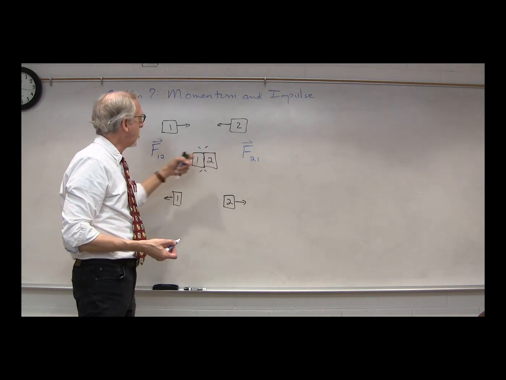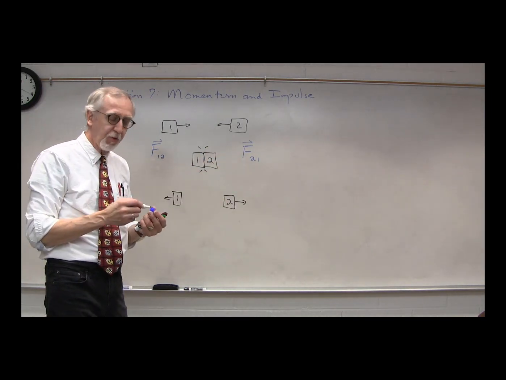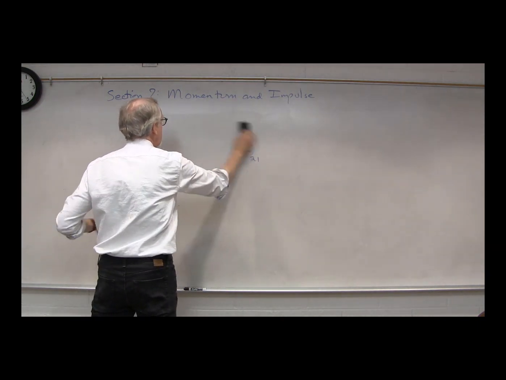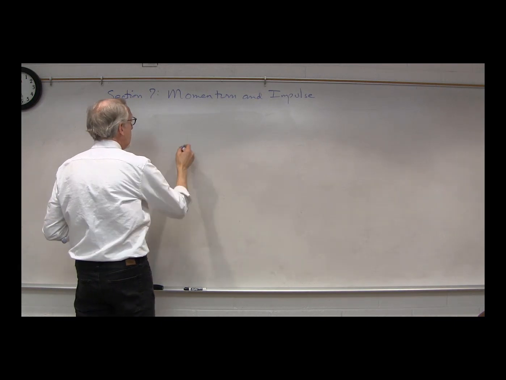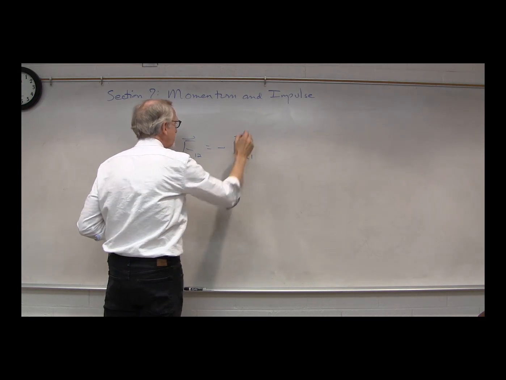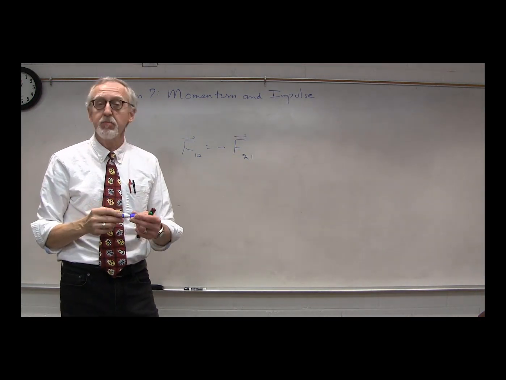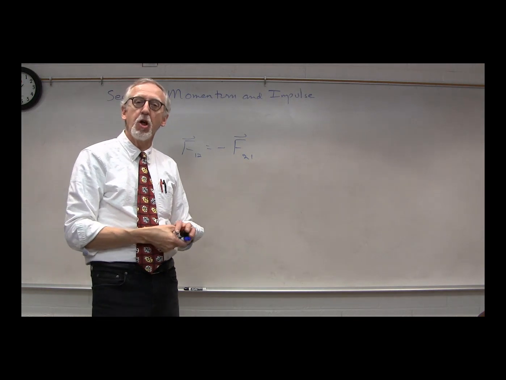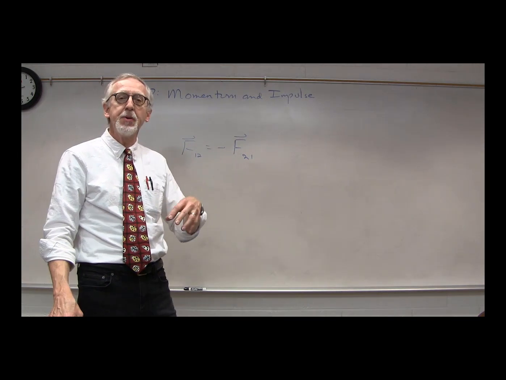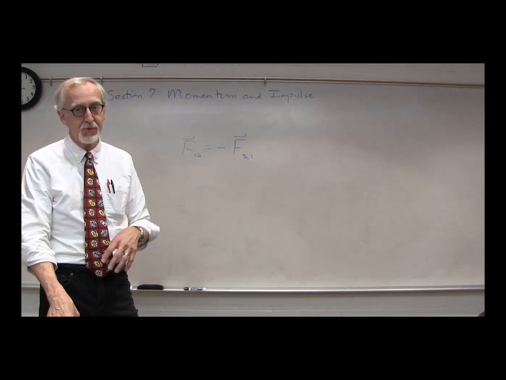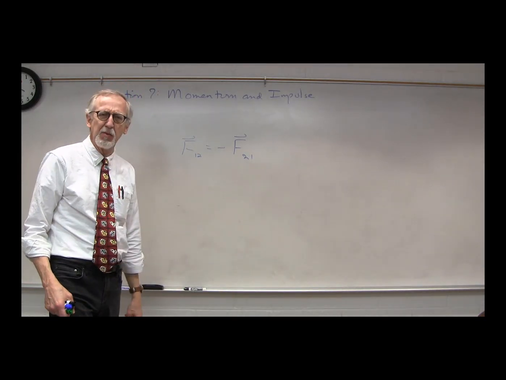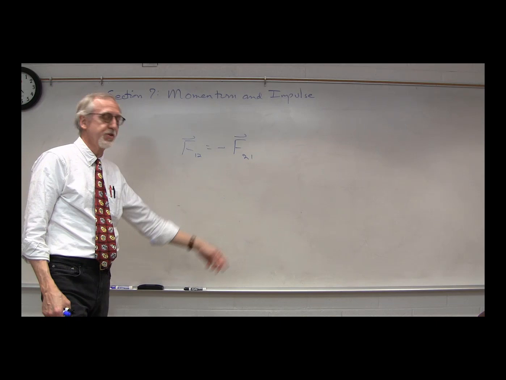How do we know, or what do we know about the relationship between these forces? Well, we know that F12 must equal negative F21. How do we know that? Newton's third law. From Newton's third law, we know that the force that object 2 exerts on object 1 must be equal and opposite, in other words, same magnitude but opposite direction, to the force that object 1 exerts on object 2. 2 on 1 versus 1 on 2. Okay.